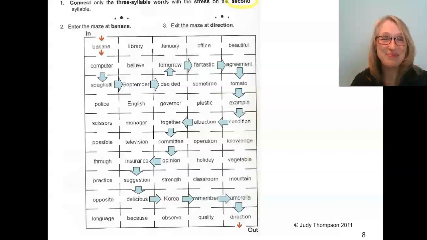One more time, super fast. Here we go. Make sure you say this with me. Banana, computer, spaghetti, September, decided, tomorrow, fantastic, agreement, tomato, example, condition, attraction, together, committee, opinion, insurance, suggestion, delicious, Korea, remember, umbrella, direction. Yay! So good.